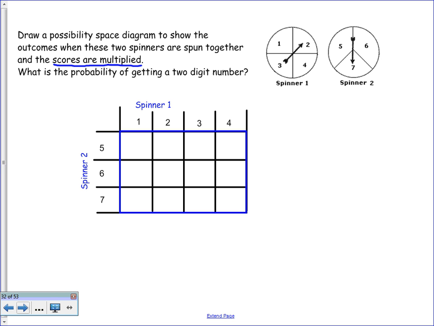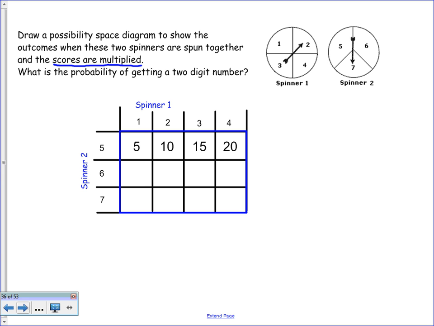Now if we get 1 on spinner 1 and 5 on spinner 2, multiply the scores. 5 times 1 is 5. If we get 2 on spinner 1 and 5 on spinner 2, multiply the scores. 5 times 2 is 10. 5 times 3 is 15. 5 times 4 is 20.